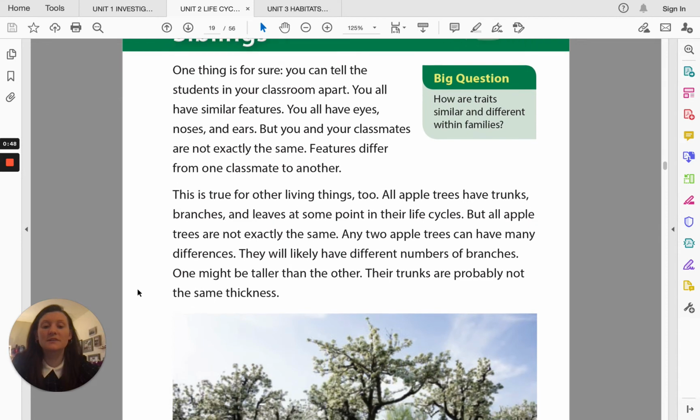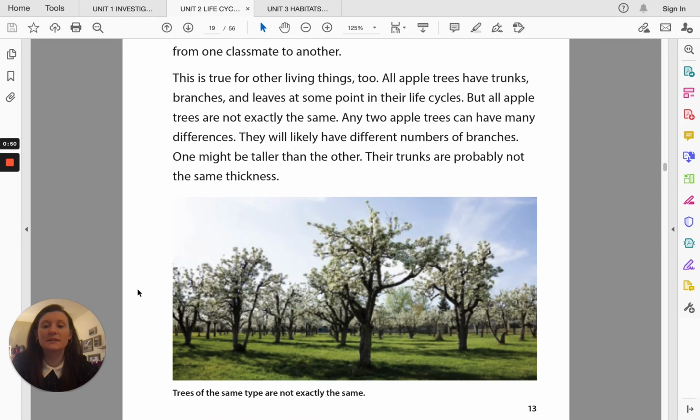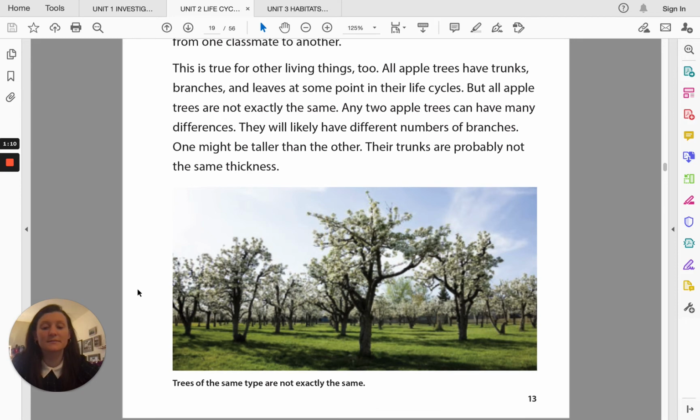All apple trees have trunks, branches, and leaves at some point in their life cycles. But all apple trees are not exactly the same. Any two apple trees can have many differences. They will likely have different numbers of branches. One might be taller than the other. Their trunks are probably not the same thickness.